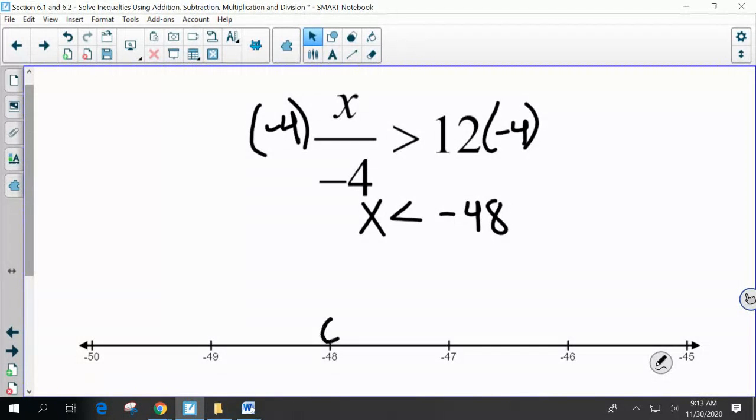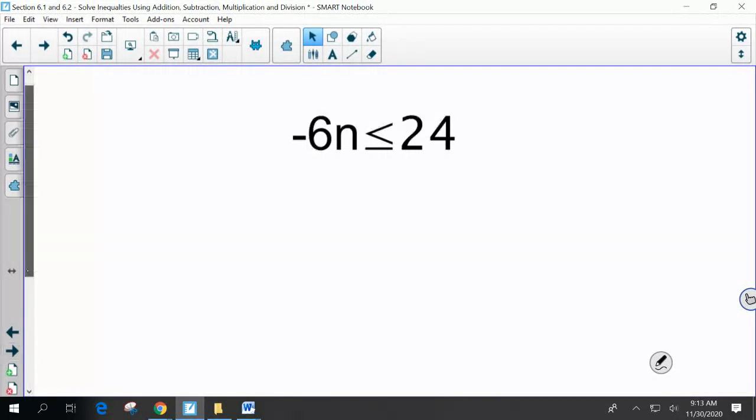So open circle at negative 48, you go to the left. Everybody feel good with that? I'm going to skip to the word problems. Okay. Also, I want to point out something really quickly.